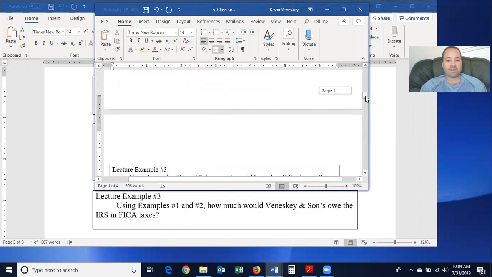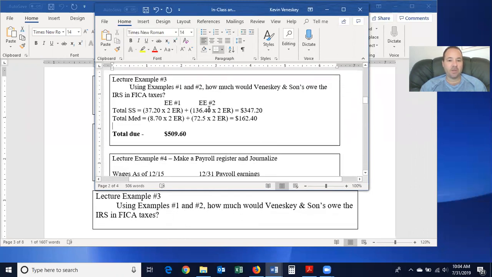The 136 and the 72. So employee number 2 over here, the 136 and the 72. Notice I multiplied those by 2 because of the employee and the employer part. And then I went back to example number 1 and did the same thing, multiplied each by 2. So when you add up the two amounts, that is how much we owe to the IRS, $509.60.